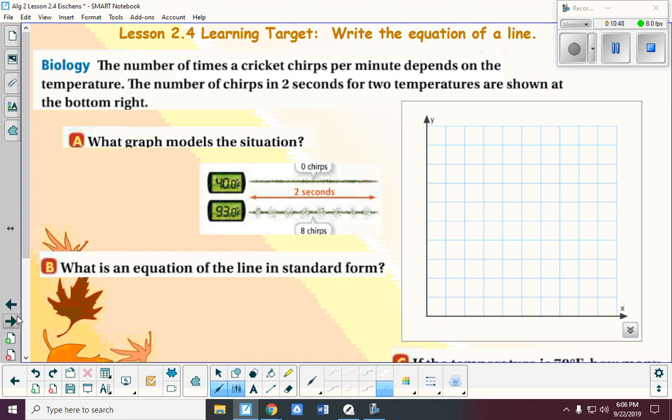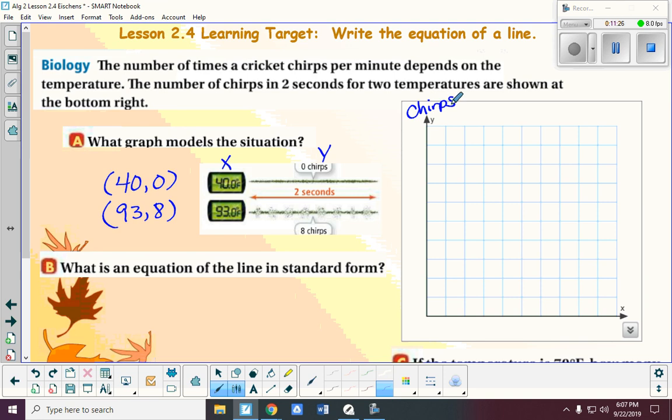All right, now we have a word problem. The number of times a cricket chirps per minute depends on the temperature. The number of chirps in 2 seconds for 2 temperatures are shown at the bottom right. What graph models the situation? Well, we have at 40 degrees, there were 0 chirps, and at 93 degrees, there were 8 chirps. So we can write it as 40, 0, and 93, 8. So our inputs will be the temperature, and our outputs will be the chirps. So the y values will be the chirps.